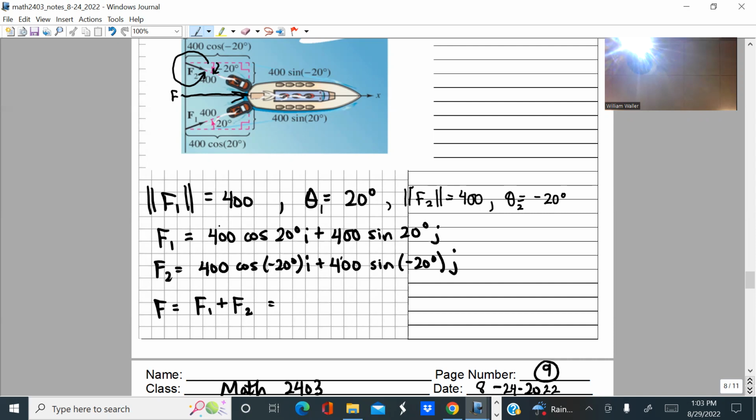So when you add these two things together, you'll just get 800 times the cosine of, you can write either 20 degrees or minus 20 degrees, your choice, times I.